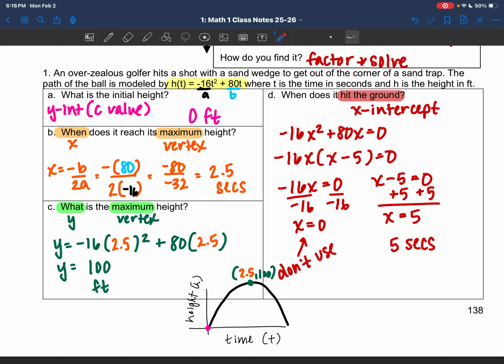Now let's look, because we've answered this. We've got our vertex here, our x and our y. Now we want to know, when does it hit the ground? Well, it started here, but it ended here. So we're looking to figure out what point this is.